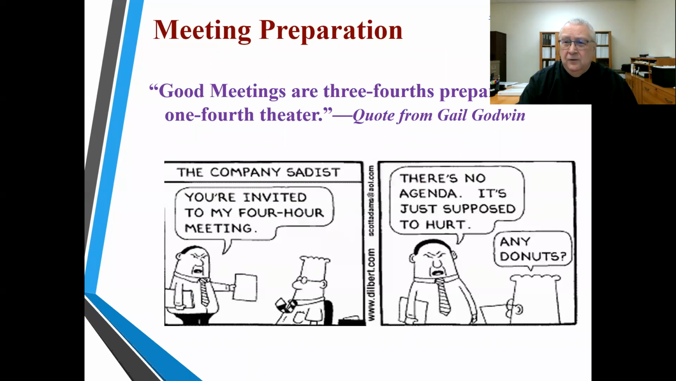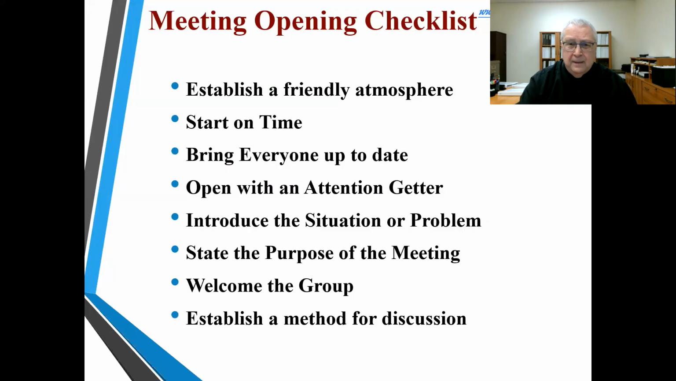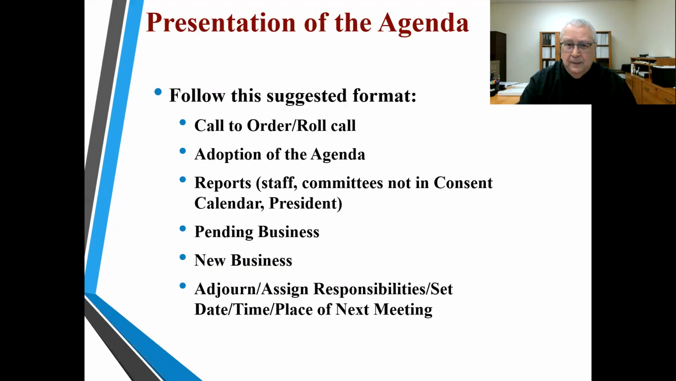Good meetings are 3/4 preparation, 1/4 theater. I believe in that. The parliamentarian is a resource available to the chair. If the chair is not feeling comfortable about what they're doing, then they should call upon that resource to help them. We want to establish a good environment in the meeting, start on time, bring everyone up to date. You can open with an attention getter, introduce a situation or problem, and then call for discussion on the matter.